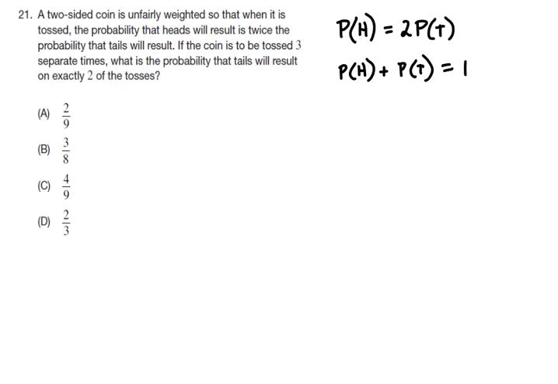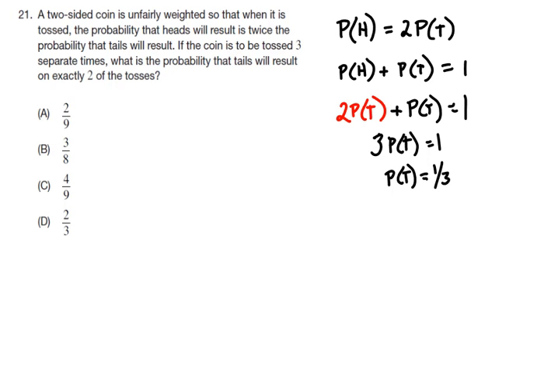So if the probability of heads is 2 times the probability of tails, then 2 times the probability of tails plus the probability of tails equals 1, which means 3 times the probability of tails is 1, and the probability of tails is 1/3. And that makes sense. Since heads is 2 times that, heads would be 2/3, and 2/3 plus 1/3 together give you 1 whole. So the probability of heads is 2/3, and the probability of tails is 1/3. Those are the probabilities of each of those events.